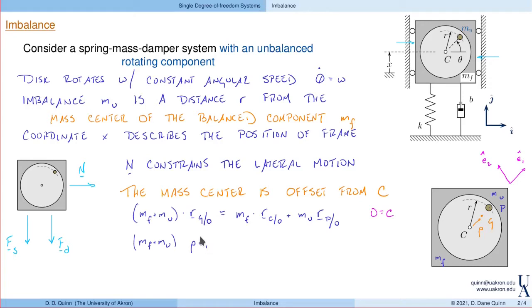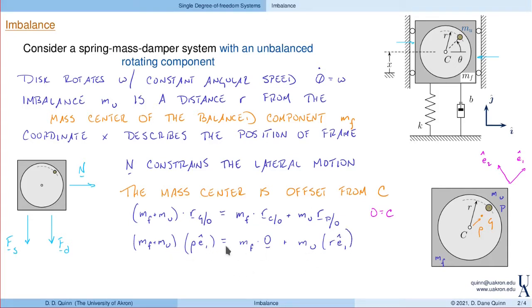In the E1 direction. So again, that's the position of the mass center with respect to C. And I don't know what rho is, that's what I'm trying to find. The position of C with respect to C is obviously 0. And finally, the position of P with respect to C is R in the E1 direction.